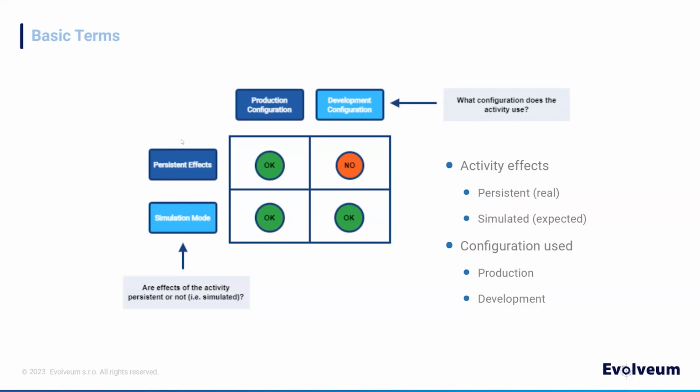The simulations feature brings also the possibility to work simultaneously with two separate system configurations, one for production and one for development. The production one can be used for both real and simulated activities, while the development one can be used only for simulations. For obvious reasons, we do not want our unfinished, untested configuration to make any real changes to the data.